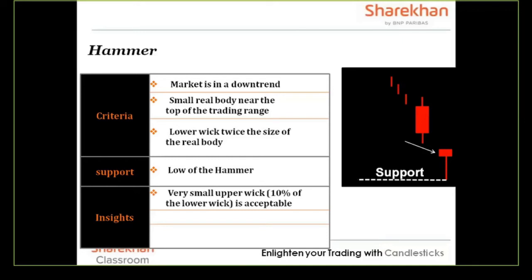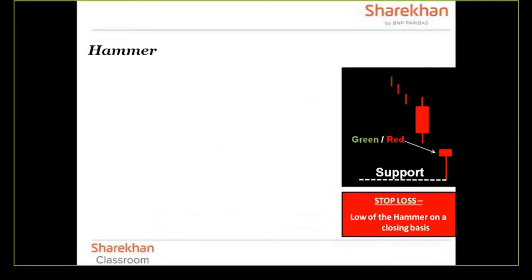So a very small upper wick, say 10% of the lower wick, is acceptable. Prices will often retrace to the lows, and that's the time when you would enter that particular trade on the long side. And the color of the real body is not actually important. However, as I said, I will prefer trading a green candle.